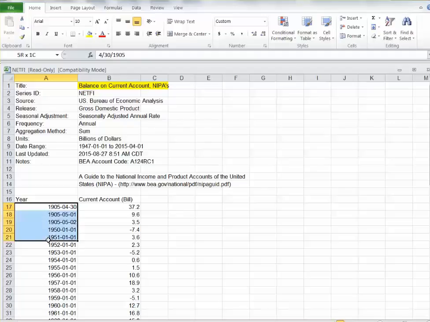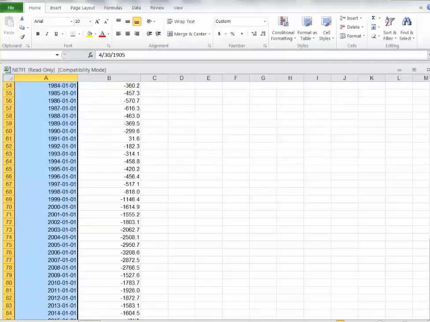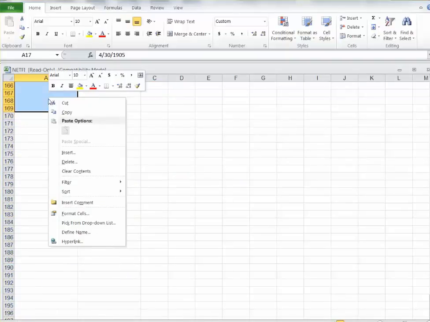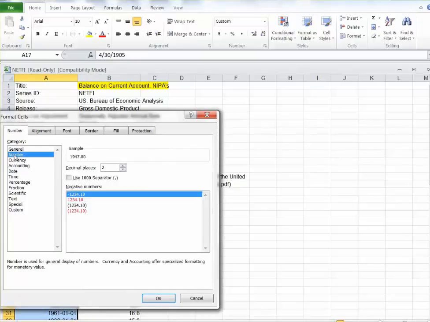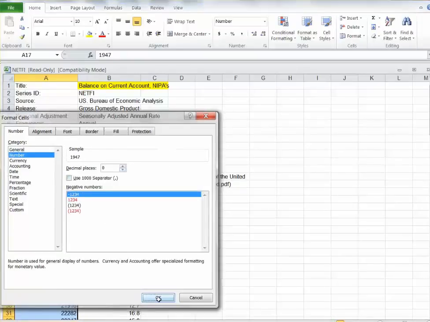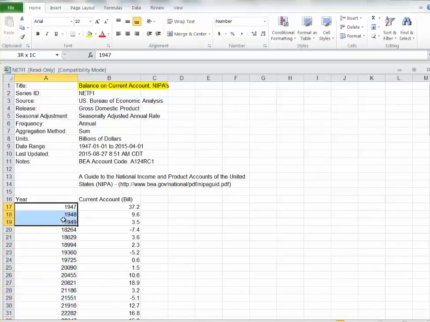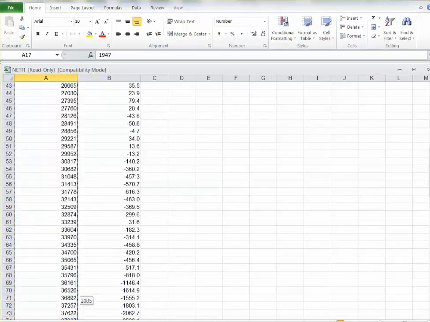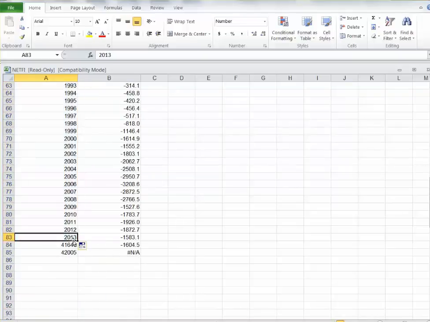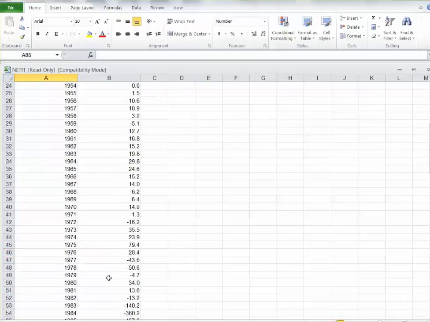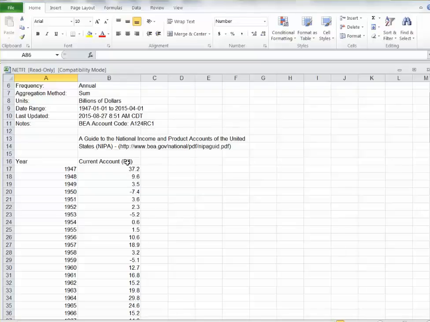So what I'm going to do is I'm going to go in here, I'm going to gather all this stuff, and I'm going to reformat the cells as a simple number with no digits. Let's see what that does to me. Yeah. And now I think I can just take these and bring them down like this. Well, that didn't quite work. So 2012, 2013, 2014, and 2015. Alright, so there are my years, and I have the current account in billions.